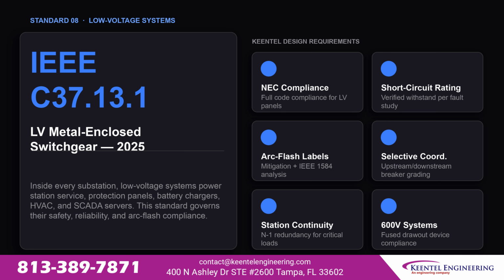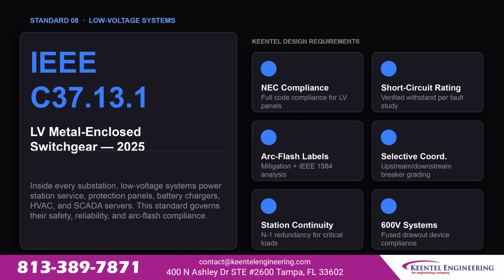Inside every substation is a low-voltage world most engineers overlook until it fails. Station service panels, protection relay panels, battery chargers, HVAC, SCADA servers, all running on low-voltage metal-enclosed switchgear. If that infrastructure goes down, the substation goes blind. IEEE C37.13.1-2025 governs the construction, performance, and testing of these systems.